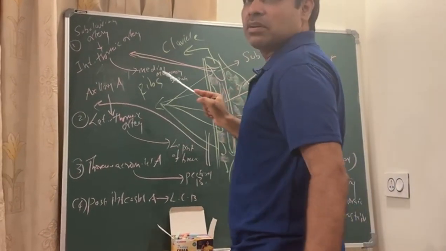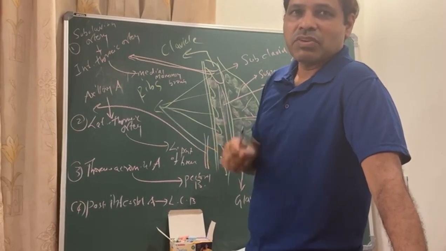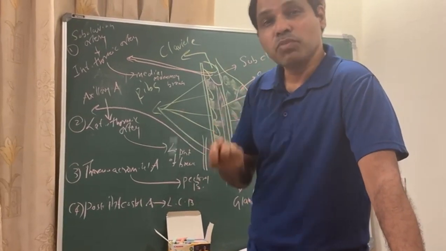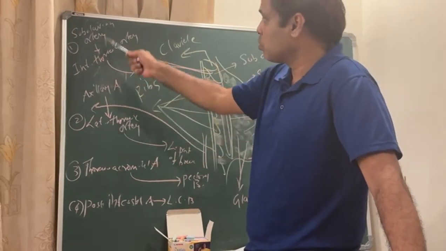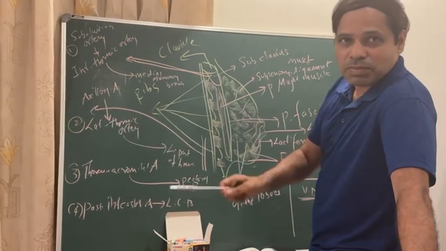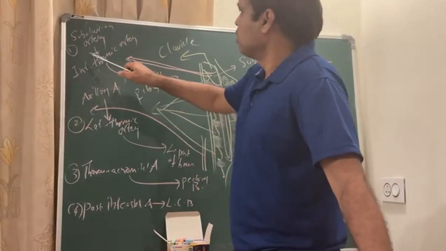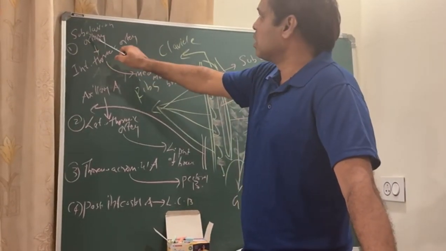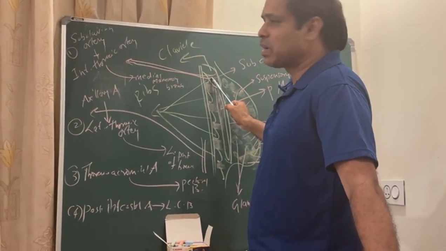Now come to the blood supply and venous drainage. Whenever we say blood supply, it involves both arterial supply and venous drainage. If they ask only artery supply, you should write only arteries. If they ask venous drainage, only veins. If they say blood supply, it means artery supply and venous drainage. Coming to artery supply, number one, the subclavian artery. The artery below the clavicle is called the subclavian artery.